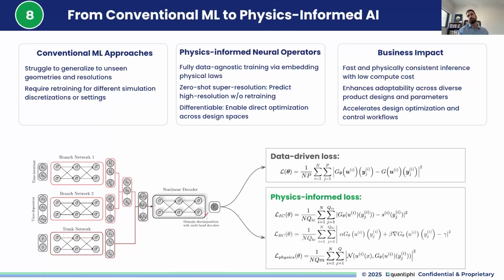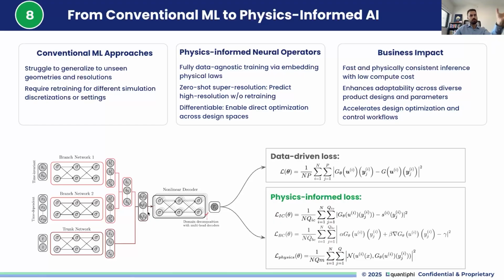What's the business impact? It's clear. So we are having access to fast and physically consistent inference models with very low compute cost. And these models enhance adaptability, meaning that factories can now look at very diverse design options without the need for retraining or updating their models. And of course, we can have accelerated design optimization using these workflows.